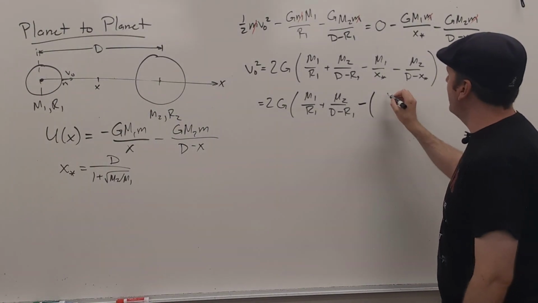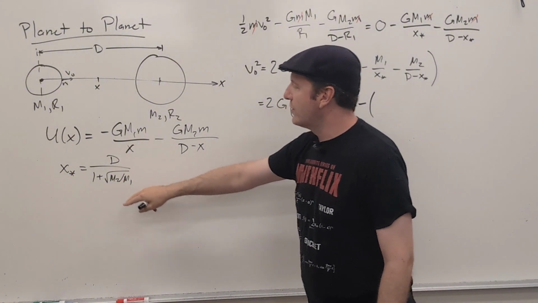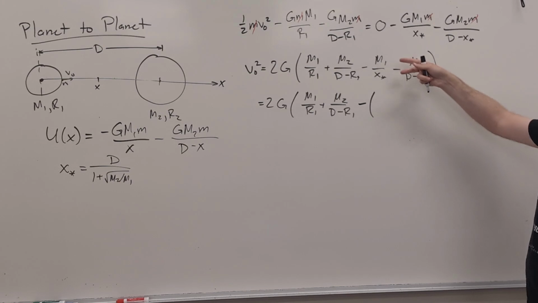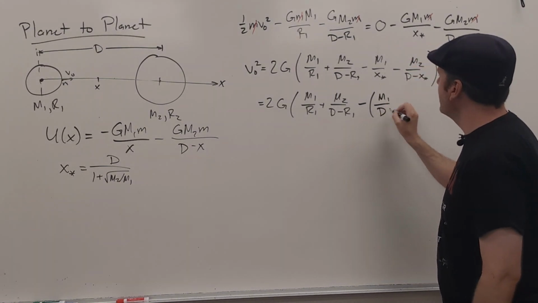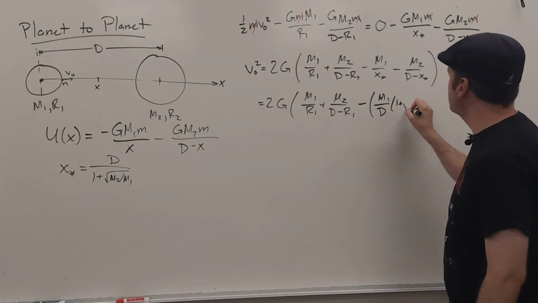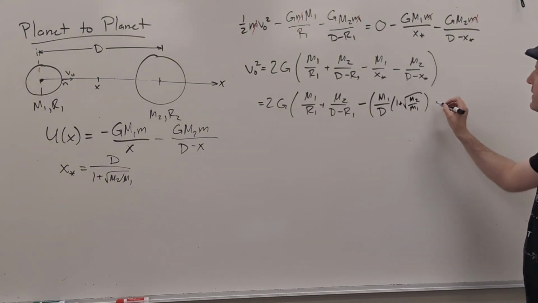And what do we have? We'll have, well, when I do this over this, I'll end up getting something flipping to the top. So let's write that as M1 over D, and then I'll have 1 plus this square root of M2 over M1. That's the first term.